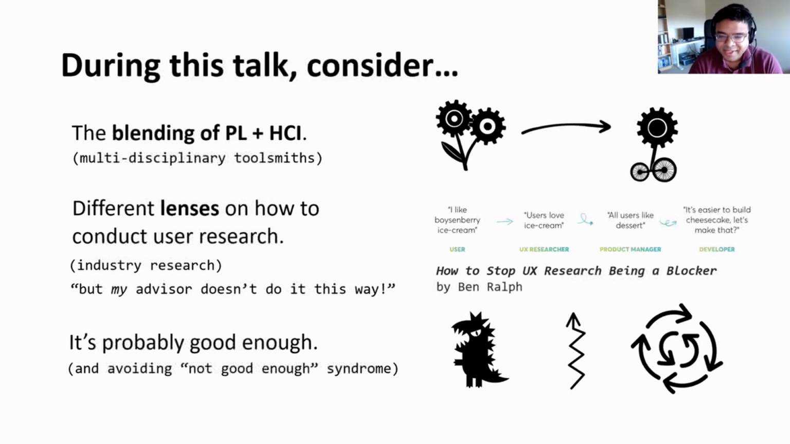So instead of thinking of PL as being this one flower and HCI maybe being this other flower, or as gears, think of ourselves as multidisciplinary toolsmiths. Our goal is to try to build really interesting things, and it doesn't really matter where it comes from. It can come from and be inspired by anywhere. The second thing I'd like you to think about, and some of you are already in the PhD program, some of you are getting an advisor, thinking about going into the PhD, is you've seen one talk yesterday from Amy. You're going to see many more talks throughout the week, and think about the different lenses of how to conduct user research. There isn't really one way to do it. There are lots of different research paradigms for how people think about research.